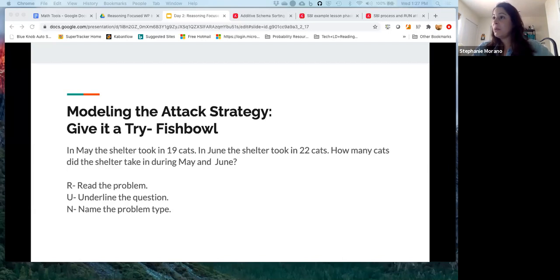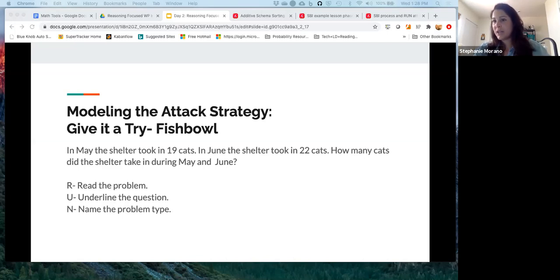And then when we get to the point of being able to name the problem type, we want to really reiterate the definition of that schema. So in this case, this was a combined problem. We want to say, okay, we know this is a combined problem because there are 2 parts, the cats the shelter took in May and the cats the shelter took in June. And we're combining those 2 parts for a total, right? So when we're naming the problem type, we want to make sure we're reiterating the definition of the schema.